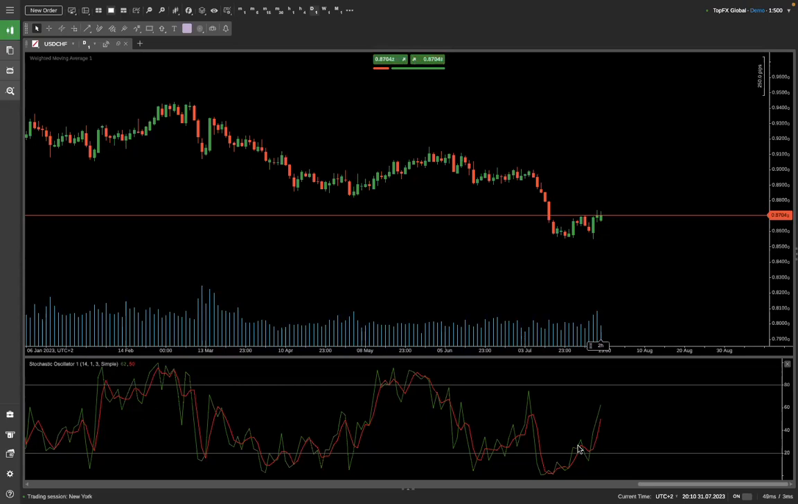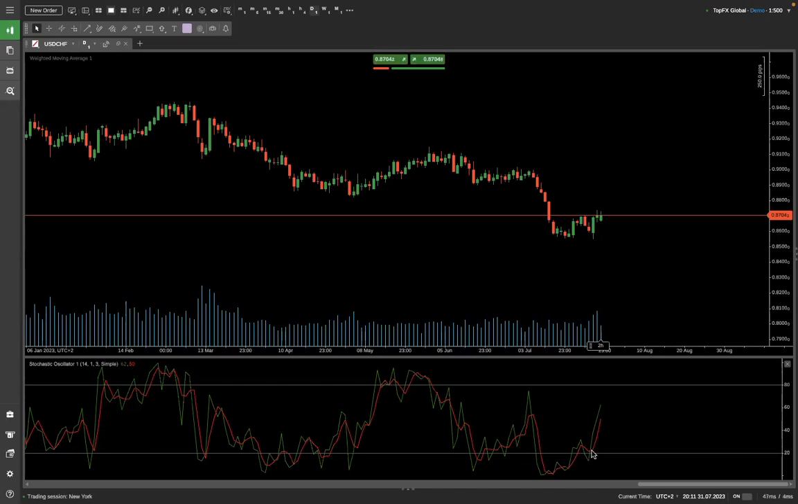The other thing is the crossover of the K and D lines. So stochastic crossovers can provide valuable entry and exit signals. When the K line, in our situation this is the green line, crosses above the D line, it generates a bullish crossover, indicating a potential upward trend. Conversely, when the K line crosses below the D line, it generates a bearish crossover, signaling a potential downward trend.